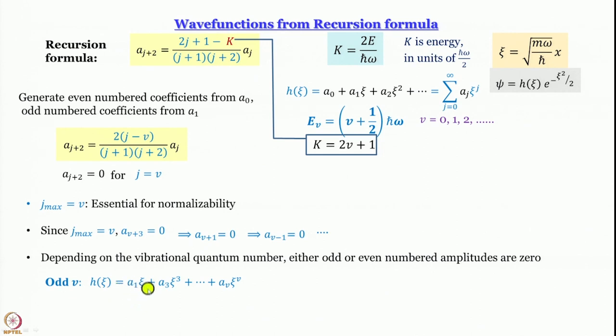So, for odd v values, this is what I mean, the function H is going to be A1 multiplied by xi plus A3 multiplied by xi cube. Note there is no A2 multiplied by xi square. Next term will be A5 multiplied by xi to the power 5, so on and so forth up to A_v multiplied by xi to the power v. Similarly, for even v, the function H is going to be A0 plus, there will not be anything in A1. So, the next term will be A2 multiplied by xi square plus A4 multiplied by xi to the power 4 and so on and so forth. Again, the last one will be A_v multiplied by xi to the power v. The only difference between this and this is that here v is even, here v is odd.